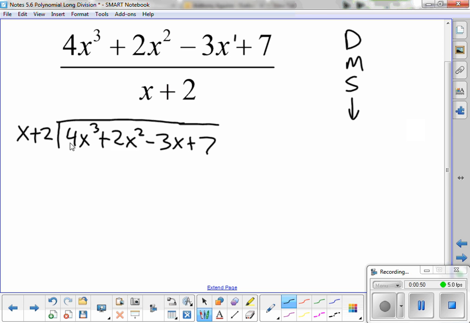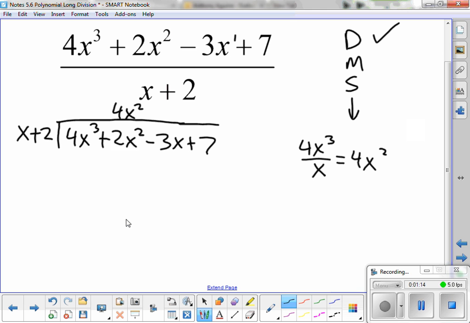So first we're going to divide, but what we're dividing is the leading term. So the 4x cubed is your first term here. You're going to divide it by the first term of your divisor. So 4x cubed divided by the x. You can do that work over here. 4x cubed divided by x is a 4x squared. So you're going to put 4x squared up here. And you did your division step. So the next step is multiplying.